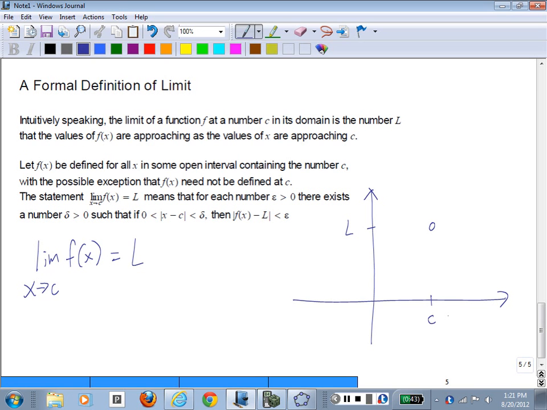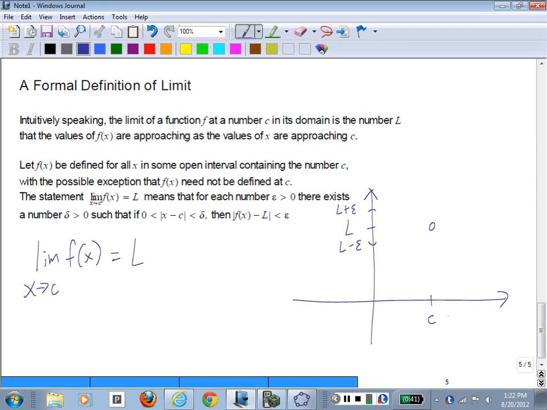For each number epsilon greater than 0, the epsilons are going to be associated with the function values, the y values. So on the graph, I'm going to draw a little parenthesis there and a parenthesis there. And I'm going to say this is L plus epsilon, and this is L minus epsilon. So we're wanting to say that the function actually does approach the value of L. So eventually, and by eventually I mean when we get close enough to C, it's got to be between L plus epsilon and L minus epsilon.